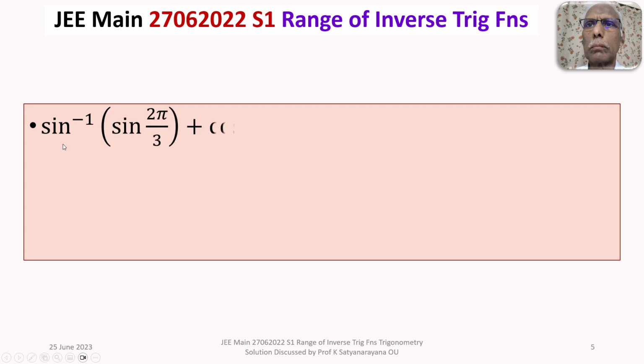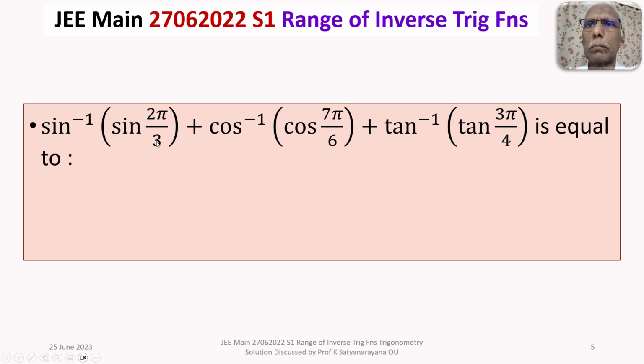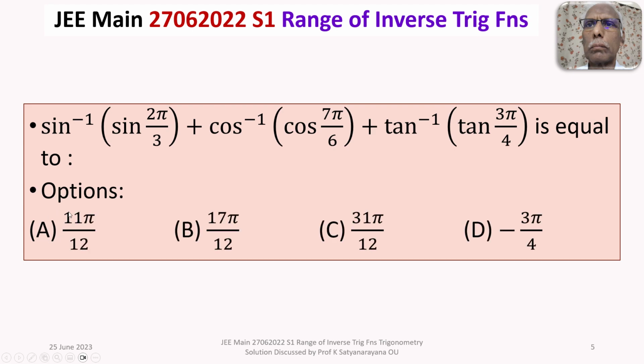The given question is sine inverse of sine 2 pi by 3 plus cos inverse of cos of 7 pi by 6 plus tan inverse of tan of 3 pi by 4 is equal to. We are given four options. Option A 11 pi by 12, option B 17 pi by 12, option C 31 pi by 12, option D minus 3 pi by 4.